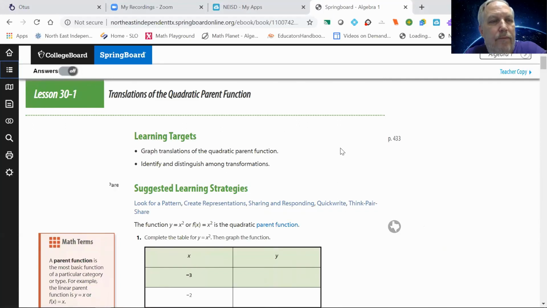Lesson 30-1, Translations of the Quadratic Parent Function. Learning targets: graph translations of the quadratic parent function, and identify and distinguish among transformations.